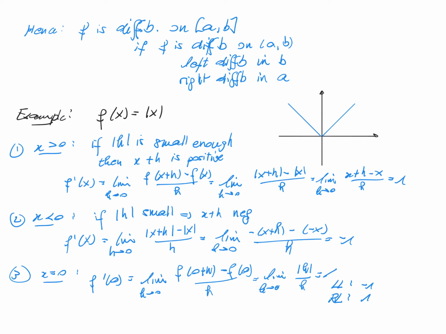As such, we can say that the function f, the absolute value of x, is differentiable on the entire real line except in the point 0. So it is differentiable for all numbers, but not in 0. And if we then think back on the definition of how the derivative was introduced, this also means that there will not be a tangent line to the function in the point 0.